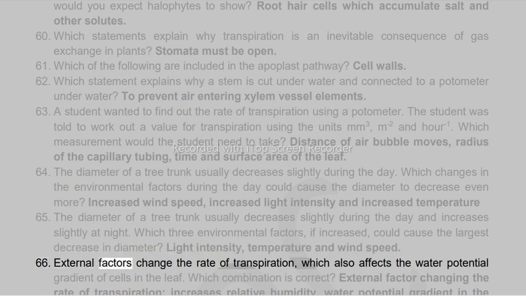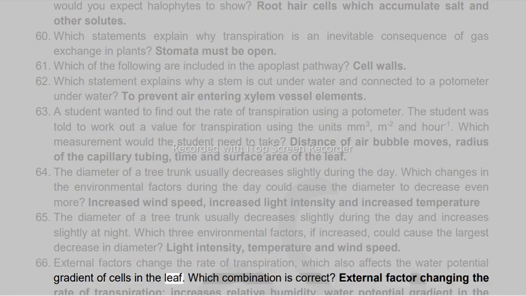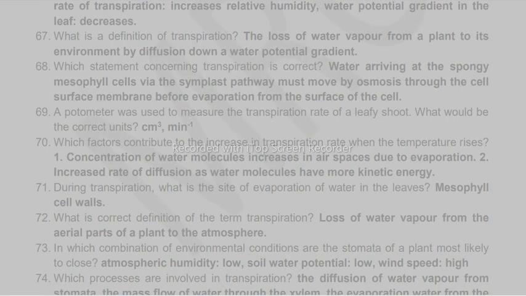66. External factors change the rate of transpiration, which also affects the water potential gradient of cells in the leaf. Which combination is correct? External factor changing the rate of transpiration: increases relative humidity; water potential gradient in the leaf: decreases. 67. What is a definition of transpiration? The loss of water vapor from a plant to its environment by diffusion down a water potential gradient.